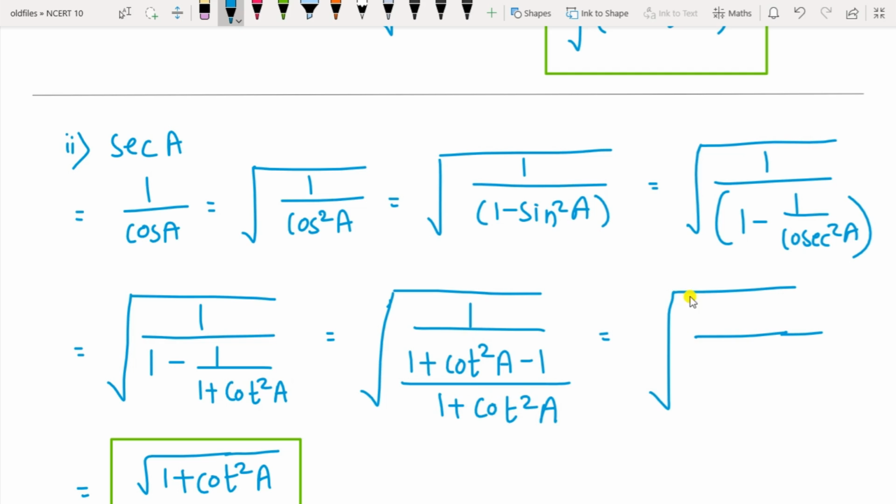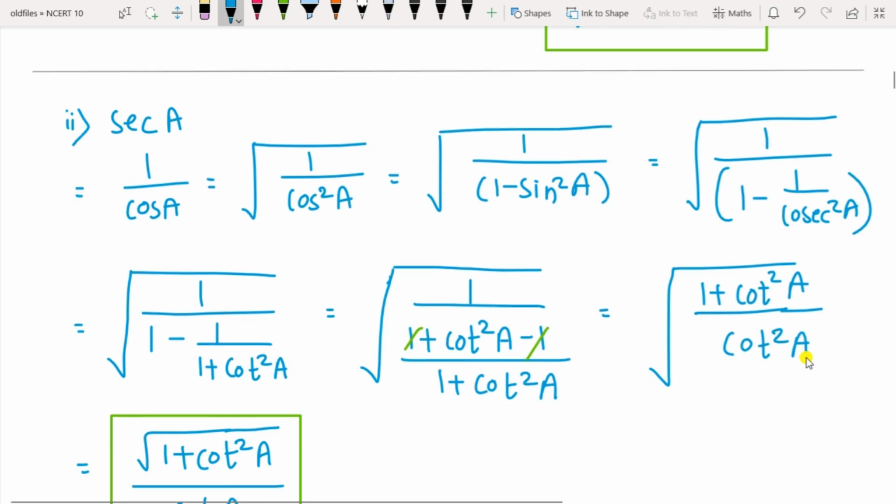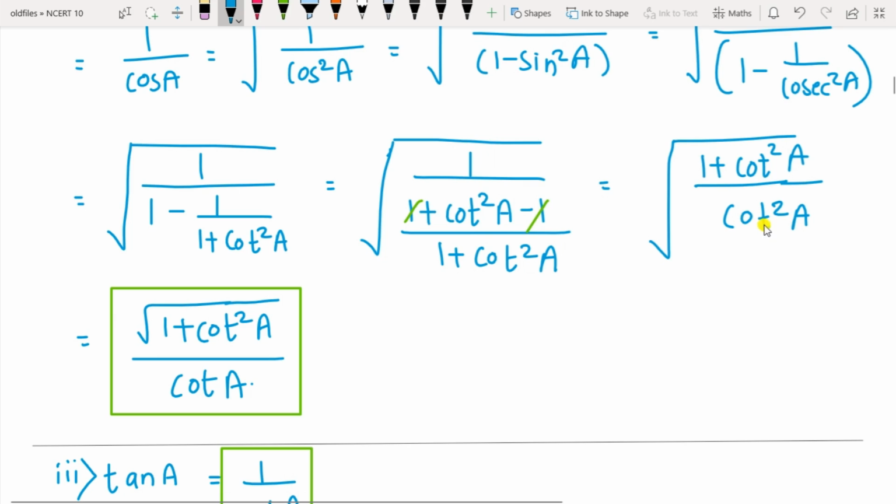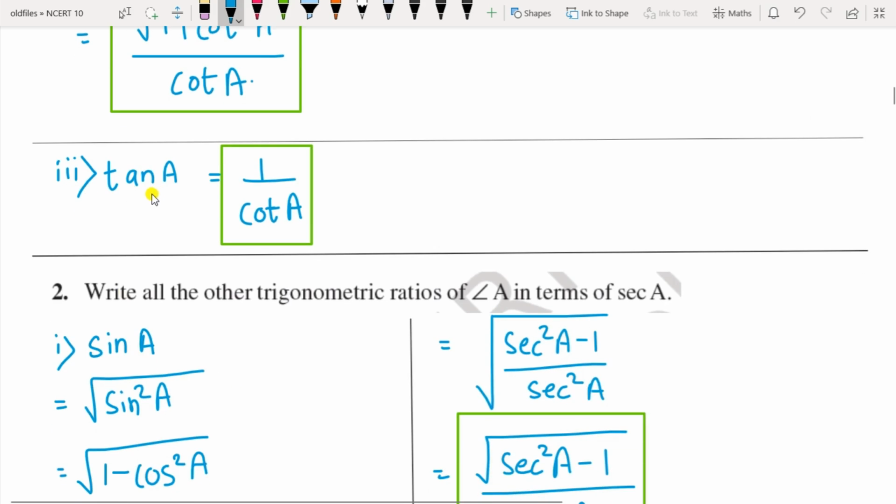So this will be under root of 1 plus cot square A, and this 1 will get cancelled here. So you will have cot square A as the denominator. Now this cot square A can be removed from the square root. So your answer will be under root of 1 plus cot square A upon cot A. Then for tan A, you know cot is inverse of tan, so it will be 1 upon cot A. That is the value of tan in terms of cot.